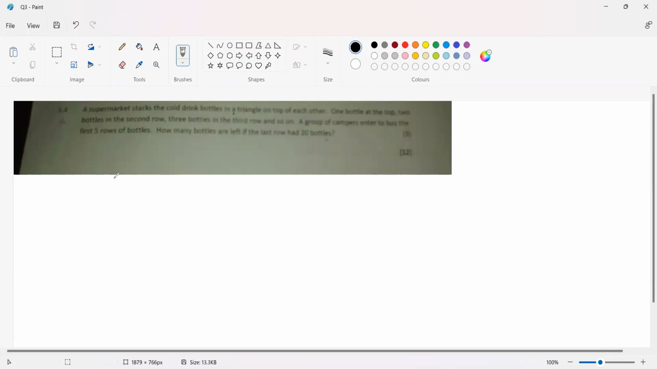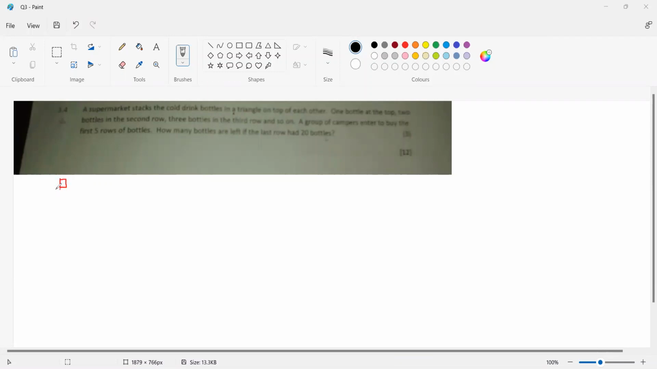Okay, let's begin with this third question. Let's read and see. A supermarket stacks the cold drink bottles in a triangle on top of each other. So one bottle is at the top. What they're trying to say is there's a bottle at the top row.